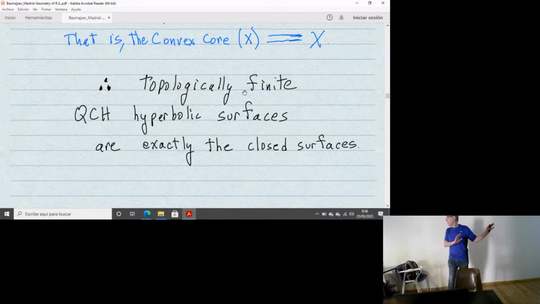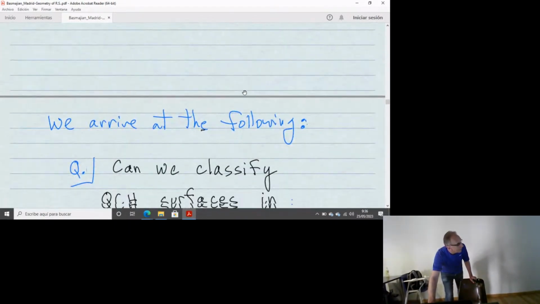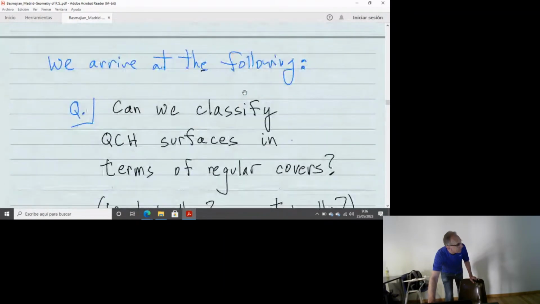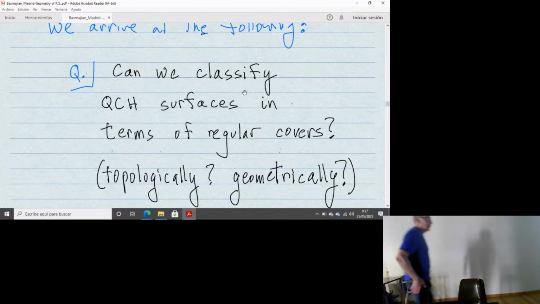Okay, so we're going to shift to infinite type. So here's the question. Can we classify QCH surfaces in terms of regular covers where, let's ask the question topologically first, and then let's ask the more particular question geometrically. So, is every QCH surface a topologically regular cover? And then we'll ask the question, is it a geometric regular cover?